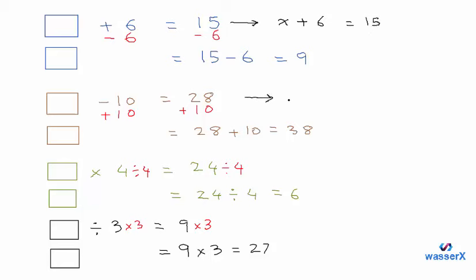This could be written as, let's say, Y minus 10 is equal to 28. This one could be written as P times 4. Now P times 4 in algebra is written as 4P. That's the same as 4 times P is equal to 24. Or this one could be written as A divided by 3, or A over 3 as a fraction, is equal to 9. Let's try out a few examples.